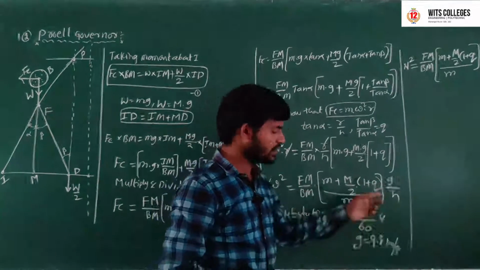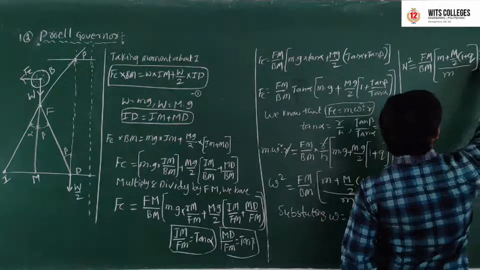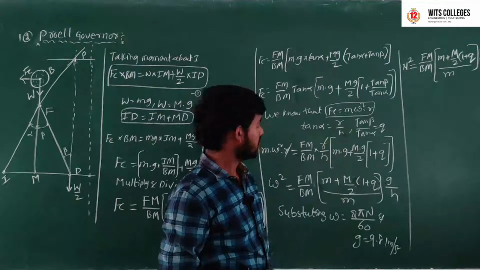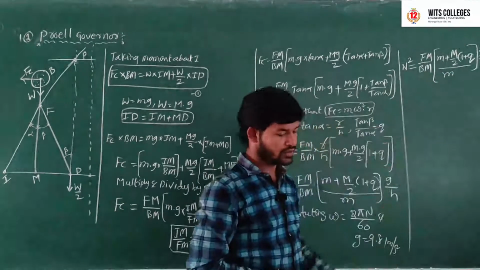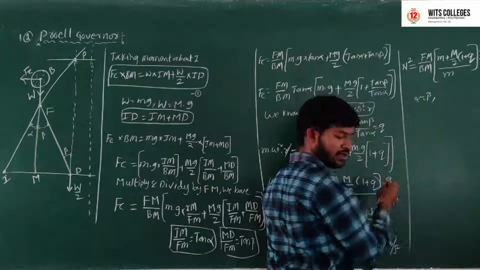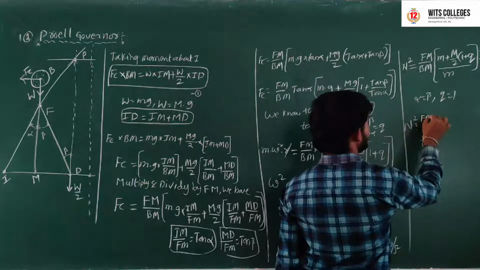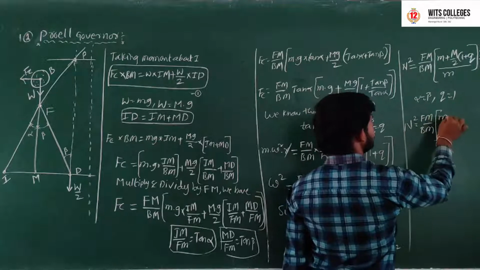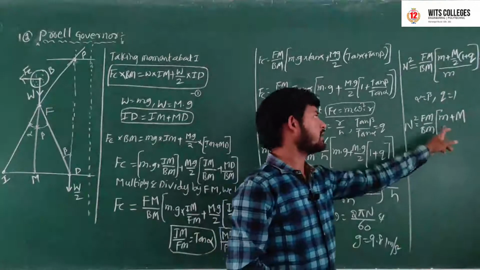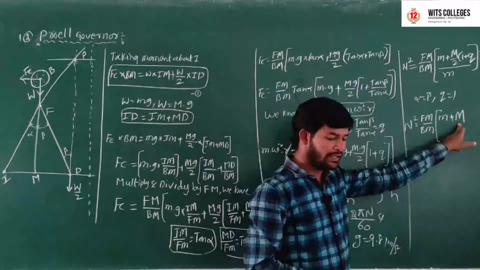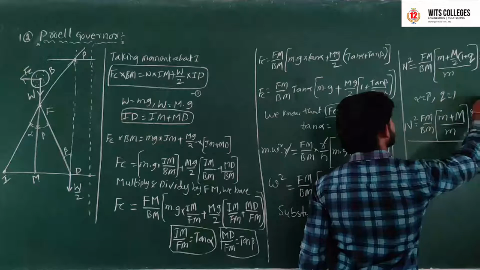The g value can be written as 9.81, and here we get 895 by h, that is 9.81 by h. Because of the 2 pi and 60 here, taking them to the other side gives the value 895. Finally, taking alpha equals beta and q equals 1, n square equals Fm by Bm into m plus capital M, where small m is the mass of the ball and capital M is the mass of the sleeve, divided by m, into 895 by h. This is how the equation is formed.